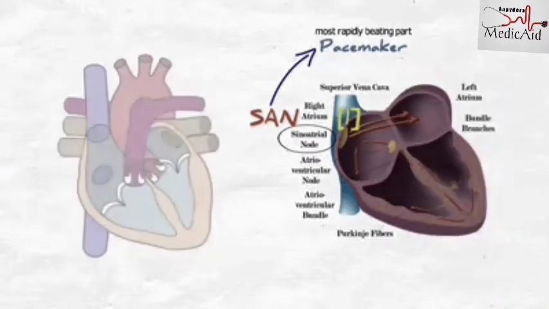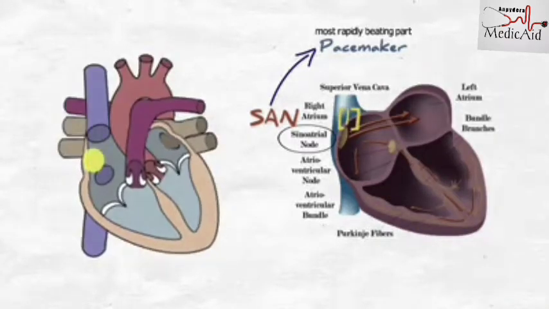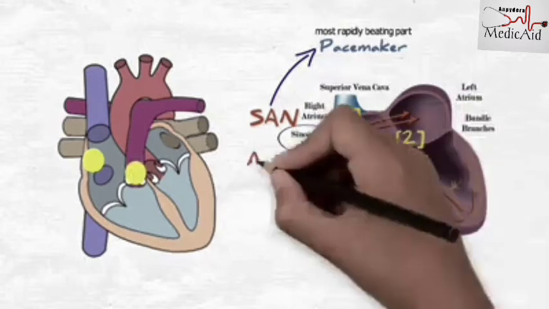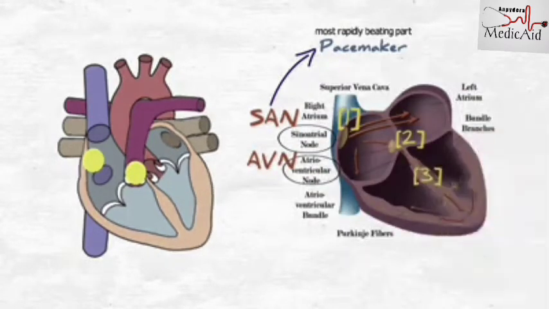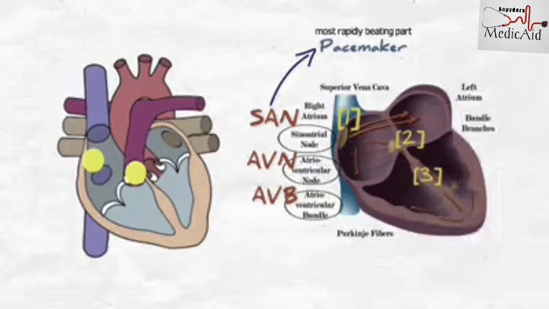First, the impulse starts from the sinoatrial node, then travels through the atria, producing contraction of the atria. Then it reaches the atrioventricular node, then the atrioventricular bundle, then travels through the ventricles, producing contraction of the ventricles.